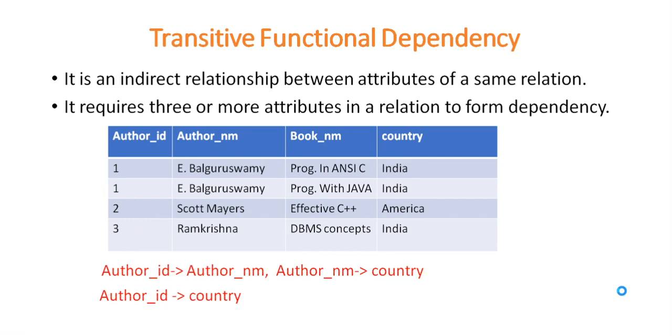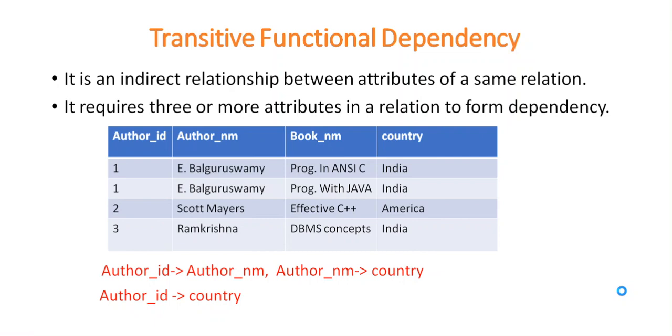Now my functional dependency is author ID determines author name. 1 means Balguru Swami, 2 means Scott Mayers, 3 means Ramkrishna. So author ID is determining author name. This is true. Author name is determining country. This is also true, because when we say Balguru Swami, that author is from India. When we say Scott Mayers, that author is from America. So author name is determining country.